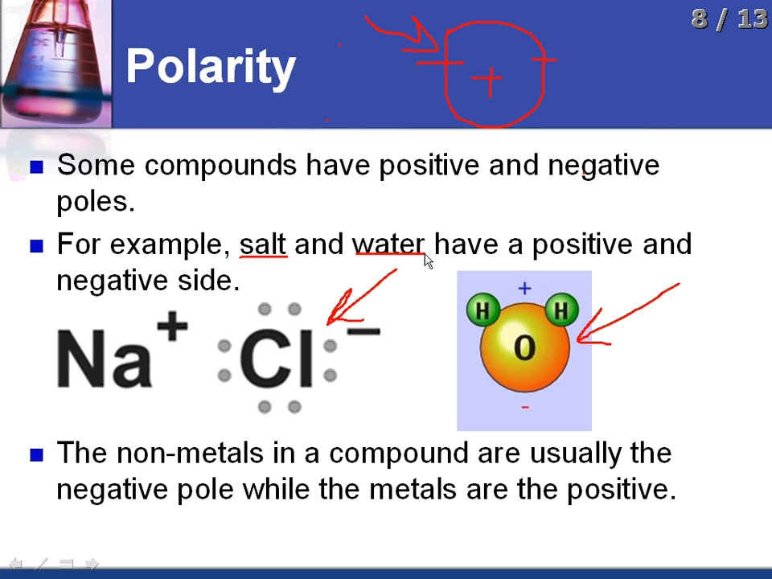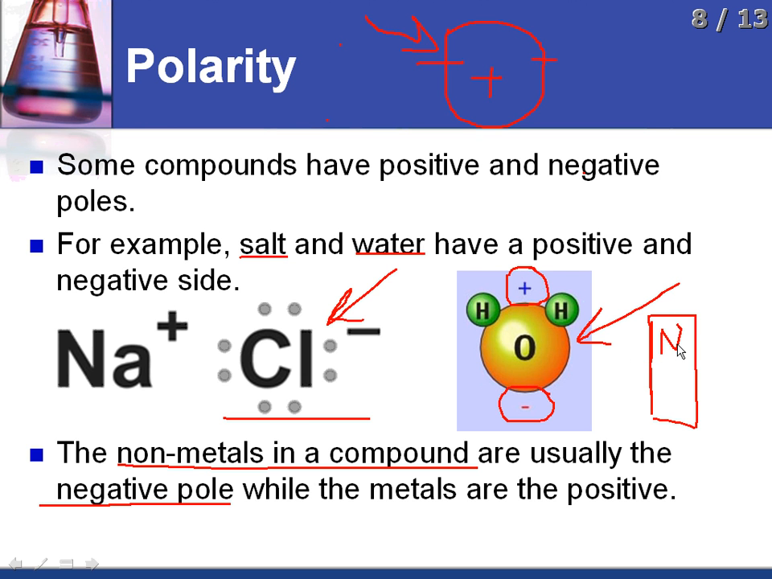Salts and water are examples of compounds where this occurs, because the chlorine in salt tends to grab all the electrons and pull them towards it. In fact, most nonmetals in a compound are negative. They pull all those negative electrons towards them, making them a negative side. In water, the oxygen is very, very negative. It's a strong nonmetal. It pulls all the electrons to one side, making one side negative and the other side positive. So compounds can act like tiny magnets.